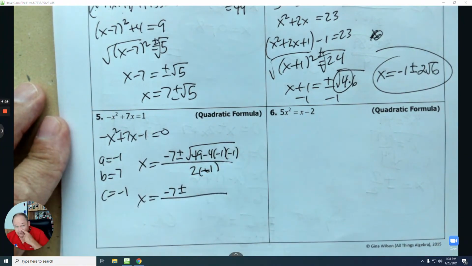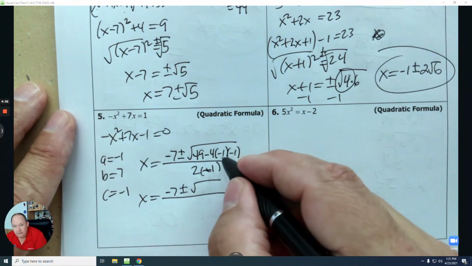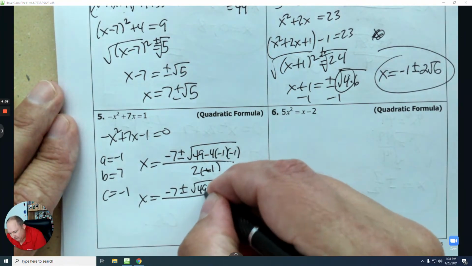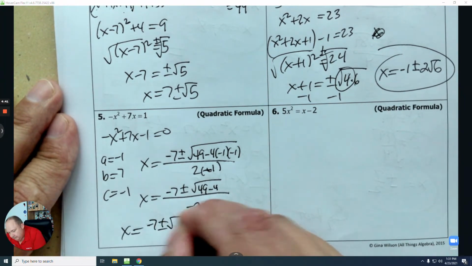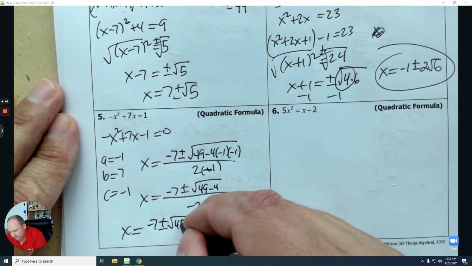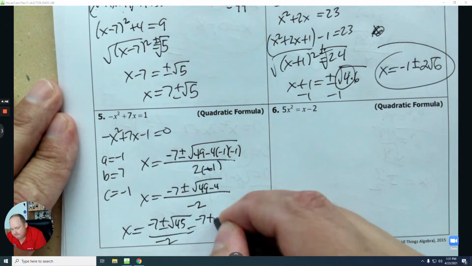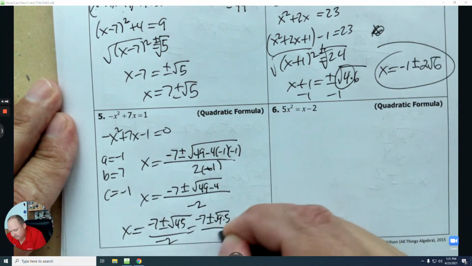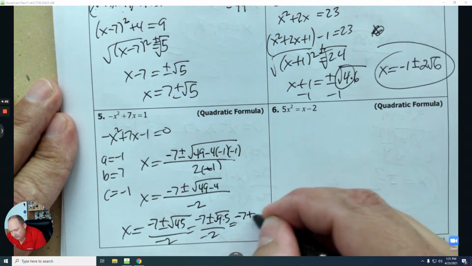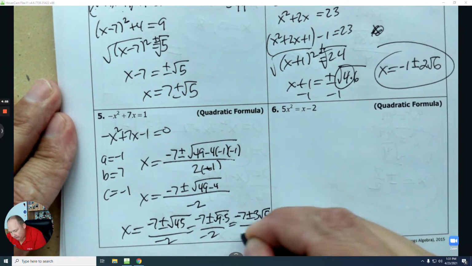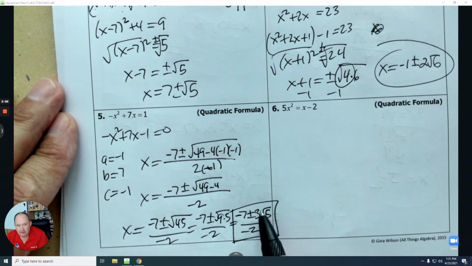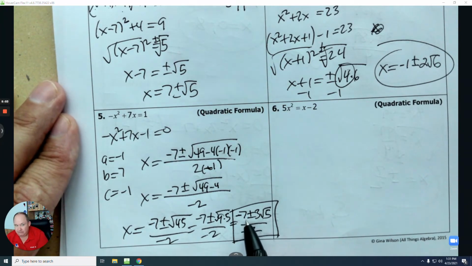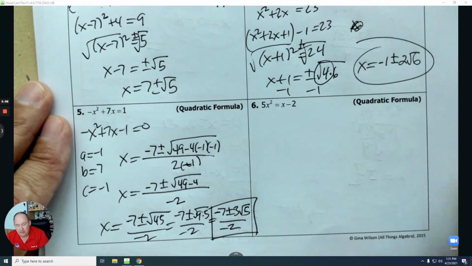Simplify it one step at a time. So a negative times a negative times a negative, that's a negative 4. 49 take away 4 is 45. That can be simplified. That's 9 times 5. So we have negative 7 plus or minus 3 root 5 all over negative 2. You could also get the same answer by multiplying top and bottom by negative 1 and get positive 7 plus or minus the root of 5 over positive 2. Same answer.